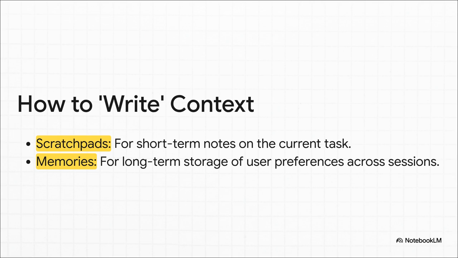You could give an AI a scratchpad, which is just a temporary place for it to jot down its plan or calculations for the current task. Or, for things you want it to remember forever, you can have it write to a memory store. That's how it can remember your name or your preferences across totally separate conversations.